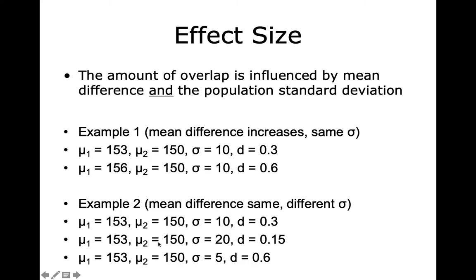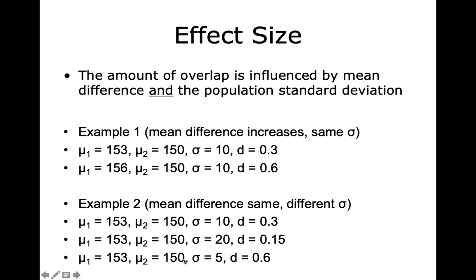And so you can just plug in the numbers. You've got 153 minus 150 is 3, divided by 20 will yield a d of 0.15. So with the same mean difference, there's more overlap because there's more variability. You've got basically a wider distribution, a wider curve. Moving those means apart, there's more overlap than in the first case.